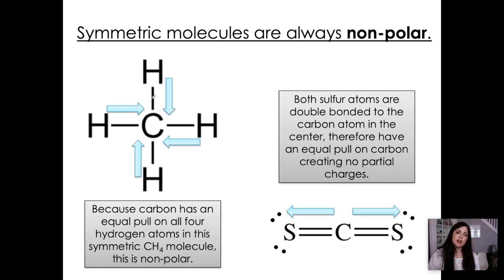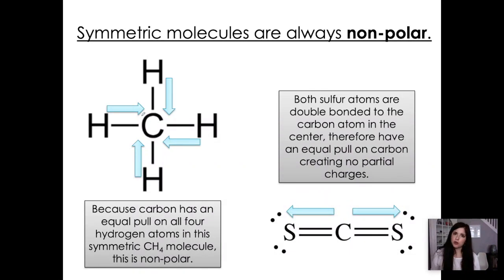In this direction, this bond right here, carbon is pulling electrons more towards itself, right? Because carbon is more electronegative than hydrogen. Same thing here, pulling electrons towards itself. Even though every one of those bonds is polar, because this molecule is totally symmetrical, there is an equal pull in all directions, which makes this a nonpolar molecule. Because carbon has an equal pull on all 4 hydrogen atoms, this is nonpolar.